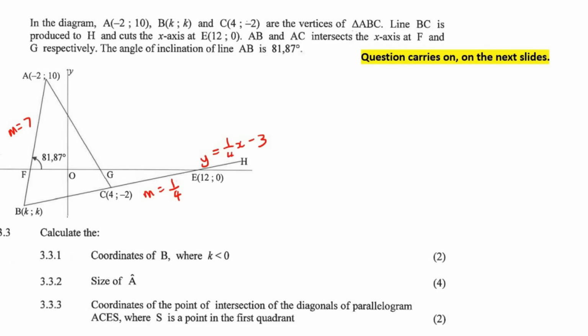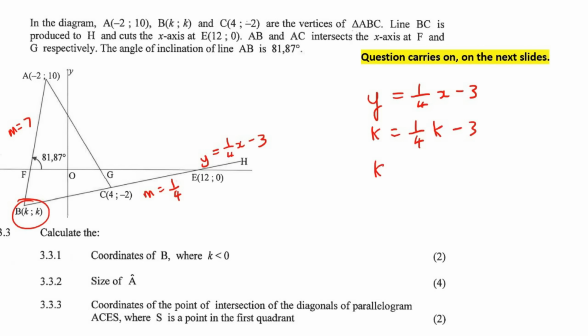Here's the next set of questions. So this one says calculate for 2 marks the coordinates of B. Okay, so B is over here. So it's quite interesting. We can just take the equation that we got in the previous question, which was y equals a quarter x minus 3, and we can just plug in these 2 points. Luckily, they're actually the same. So the y is a k and the x is a k.